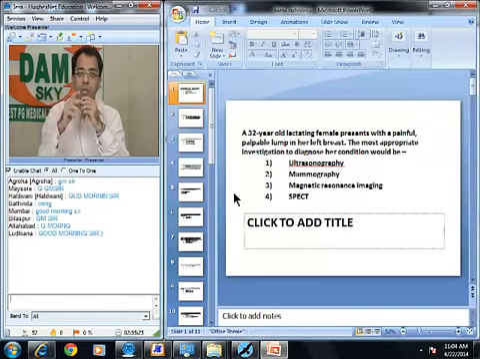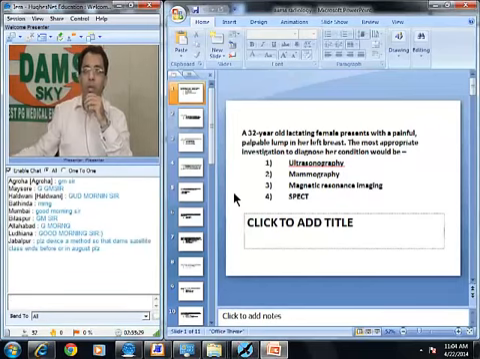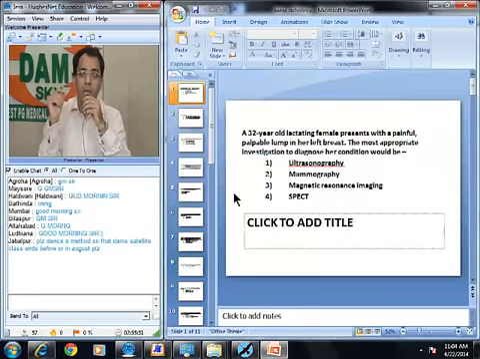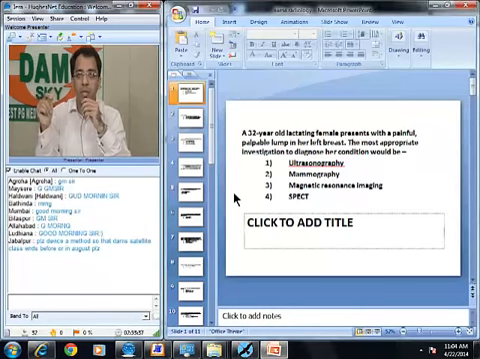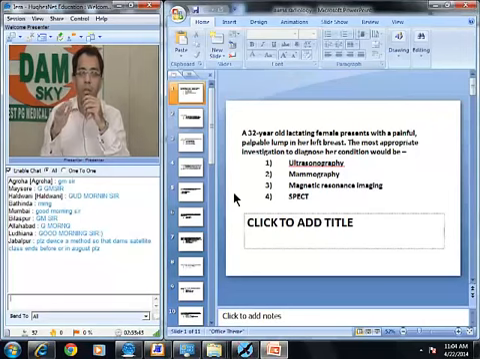This is the first question from radiology, which was a repeat from previous year's exam. A 32-year-old lactating female presents with a painful palpable lump in her left breast. What is the most appropriate investigation to diagnose her condition? Now what do you think? My thought is, please look at the keywords.